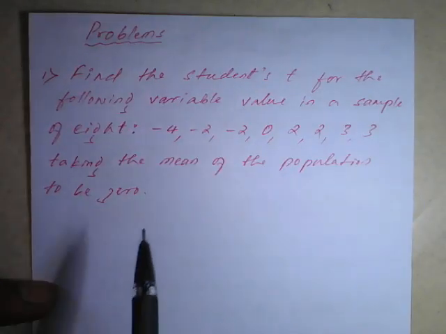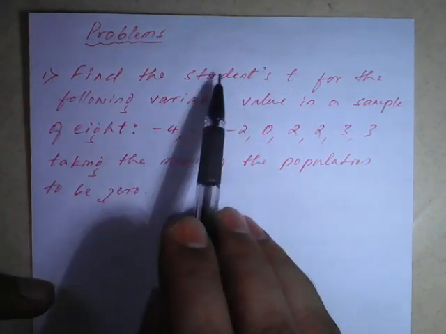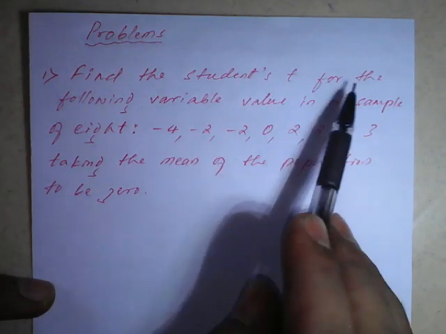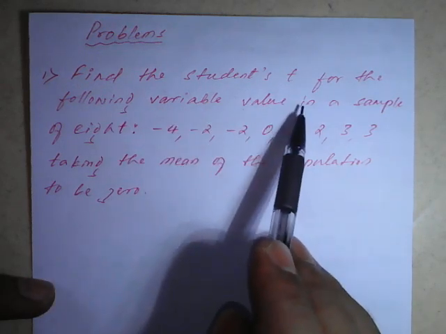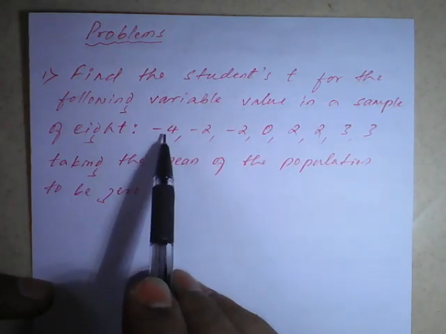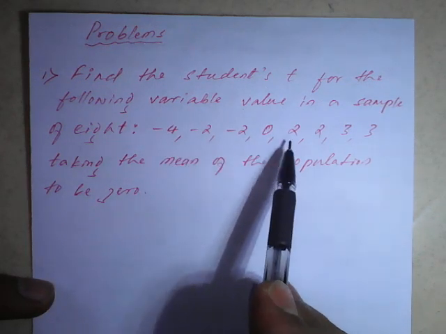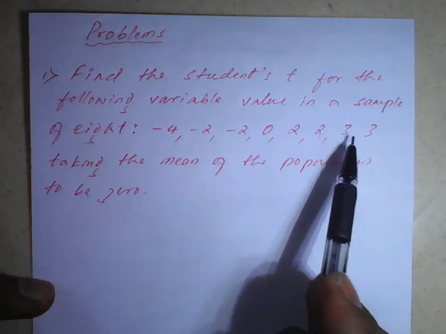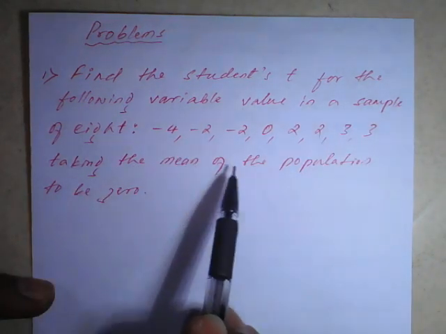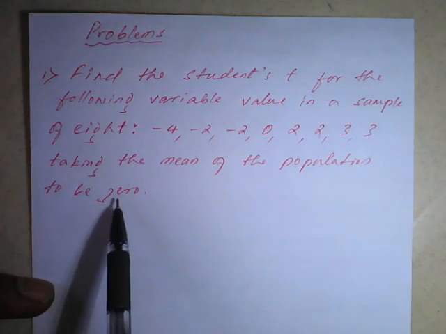Now the problems based on student t distribution. First problem: find the student t for the following variable values in a sample of 8. They have given the data -4, -2, -2, 0, 2, 2, 3, 3, taking the mean of the population to be 0, meaning the mean of the population is mu.